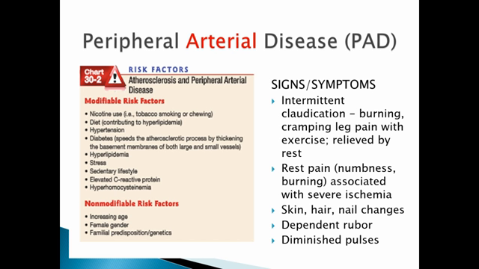Nicotine use is a big one, and that's smoking, chewing, anything like that, because the nicotine causes vasoconstriction and vasospasm. Those things are going to reduce blood flow to the extremities. Diet is a modifiable risk factor because we know high cholesterol, high fat diets are going to increase the amount of plaque that is deposited on the inside of those vessels.